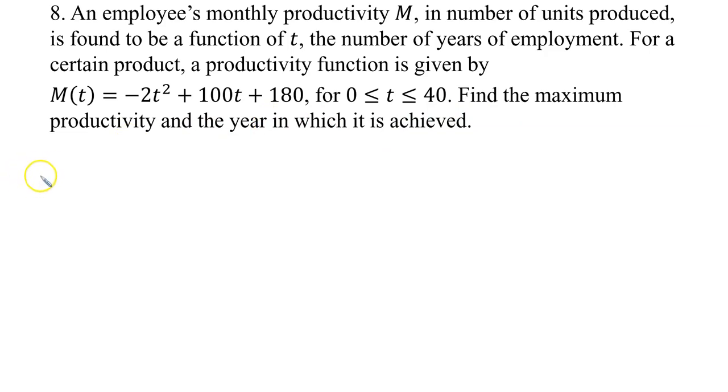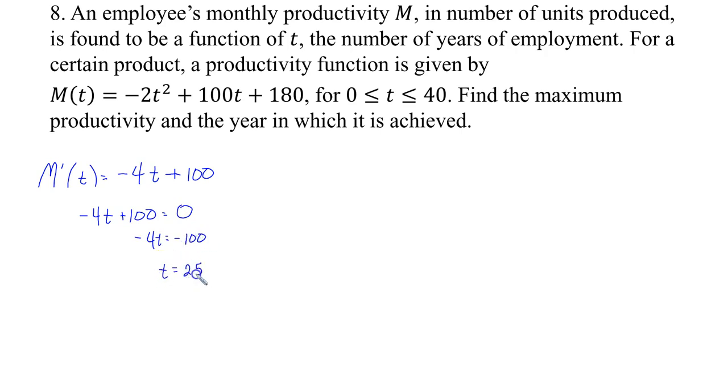So we are going to find the derivative. We start with the first derivative of this function, which is going to be negative 4t plus 100. And so we're going to find the critical value for this. So negative 4t plus 100 is going to be equal to 0. And so negative 4t is equal to negative 100, and t is equal to 25. So based on this, now we have our two endpoints. So we want to find m of 0, m of 25, which is between these two, and m of 40.